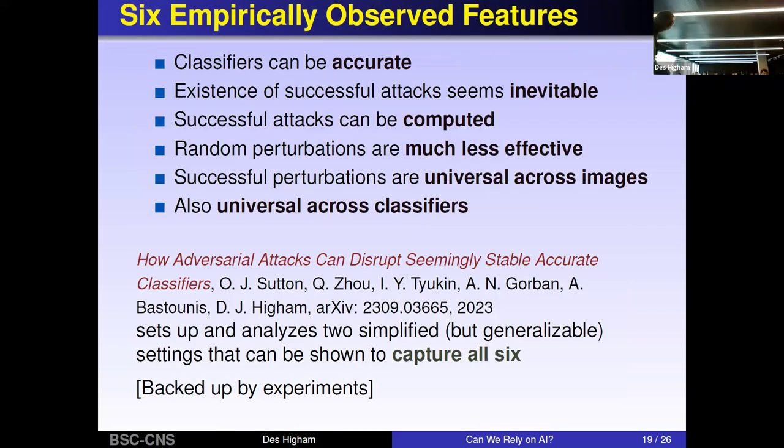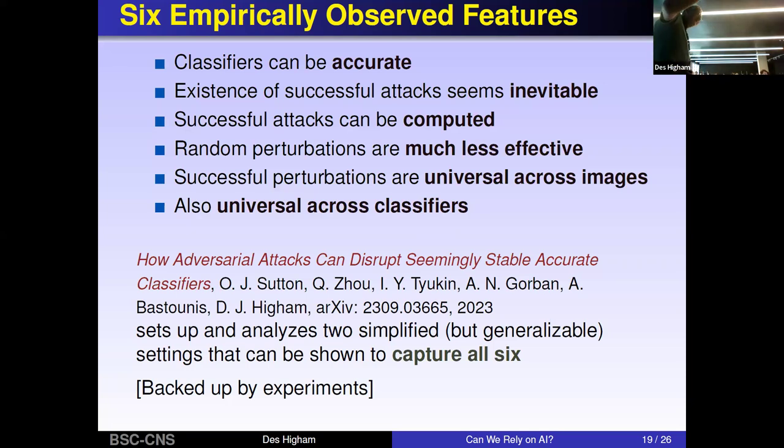And here's a list of things that get reported about adversarial attacks. So we can build classifiers which are accurate on the test and training data. It seems inevitable that attacks exist and they can be computed using gradients. Perturbing at random doesn't work, much less effective. What's also been observed is that for images of the same class, a perturbation that works on one of them will also work on another, typically. So the delta X can be transferred to other images and still does a reasonable job of causing the misclassification. And also, for a totally different neural network architecture, often the same delta X will be successful. So there's a sort of universality both across images themselves and across neural network architectures. If you can find a good delta X, it will work in other circumstances.